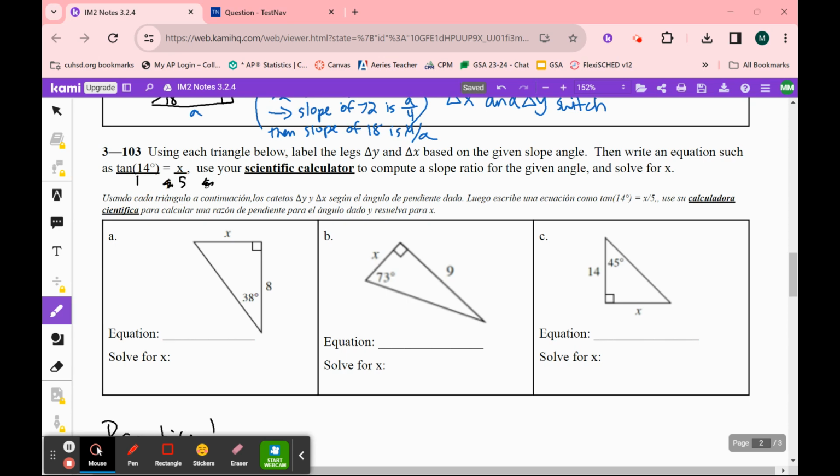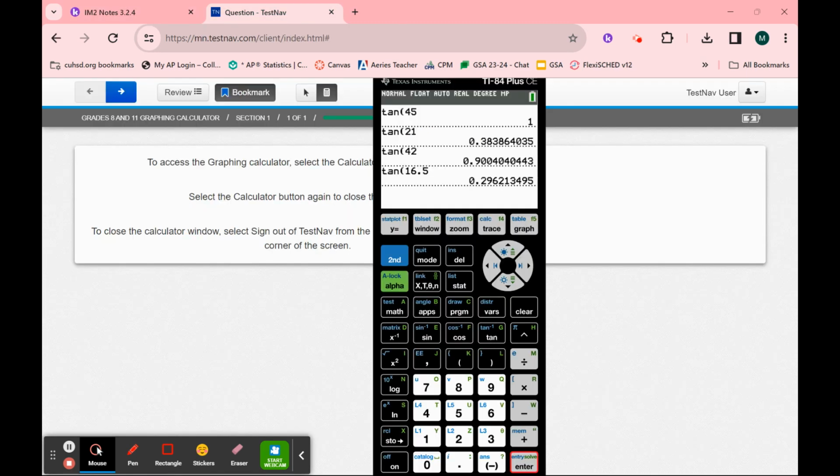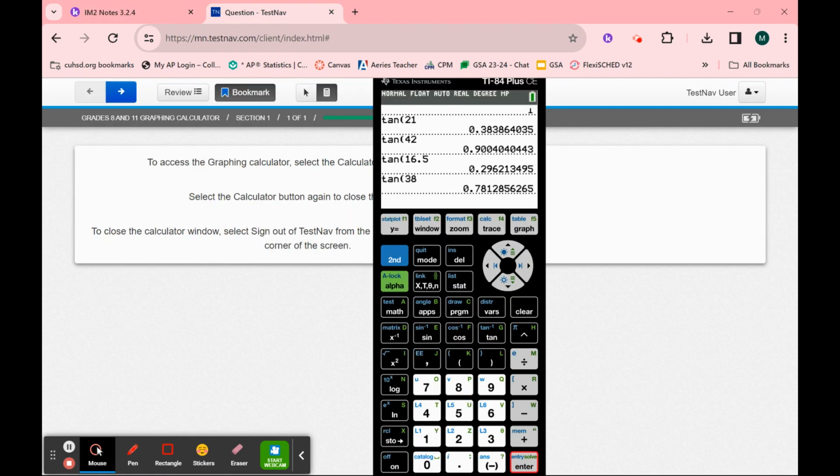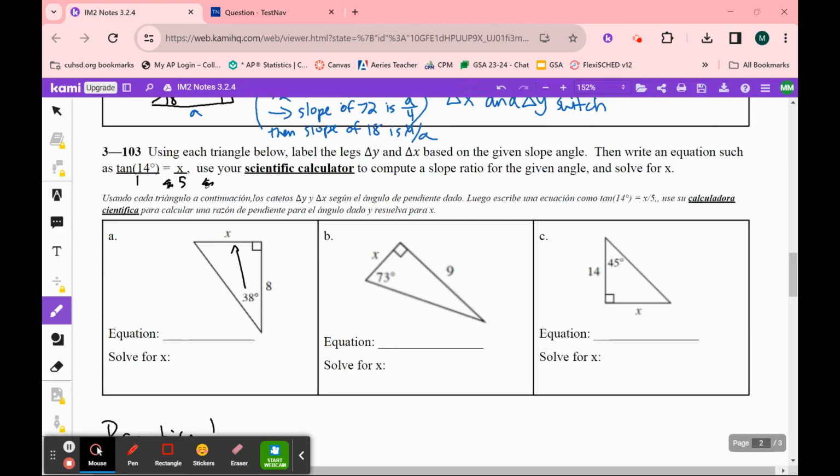So we've got this triangle. And we're going to solve for x. So I see that my angle is 38. That means I'm going to do tan of 38. And that's 0.7812.